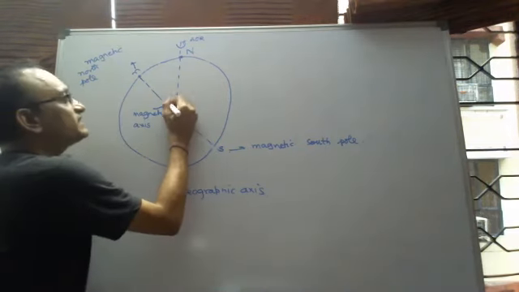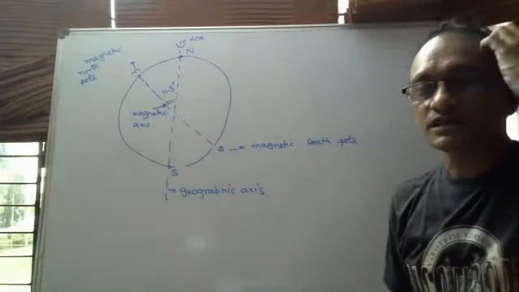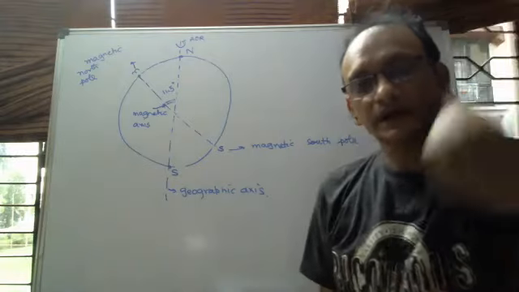And like I said, this is the magnetic axis of the Earth. And this angle varies. Let's say it's 11.5 degrees. Right.